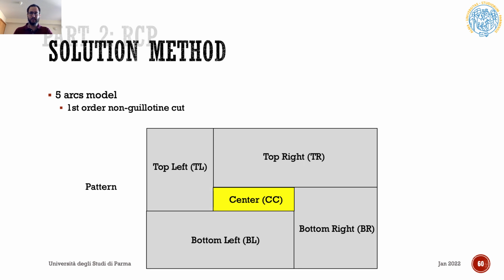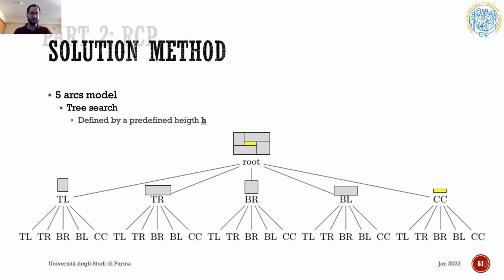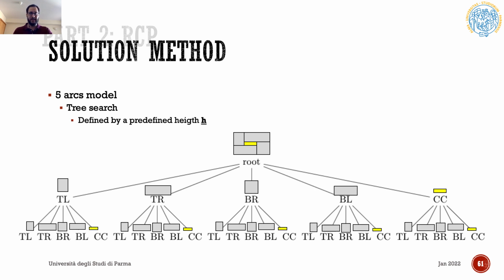So, based on that idea, each piece is represented by a node in a tree where the root is the original plate. Since this is a recursive structure, the division for each piece continues for a predefined number of times. That's why this is a parametric model.